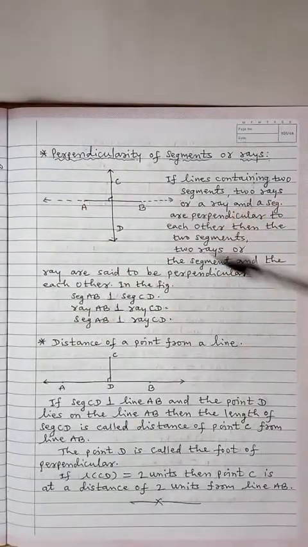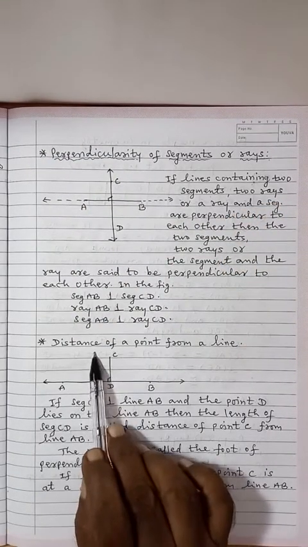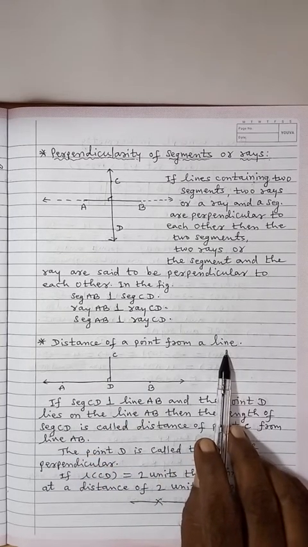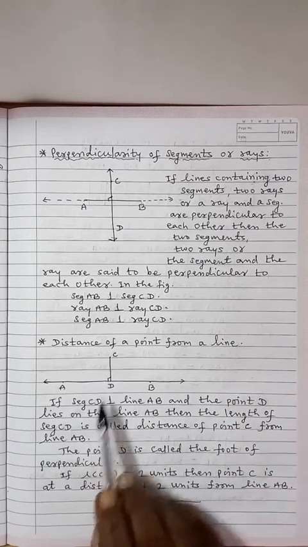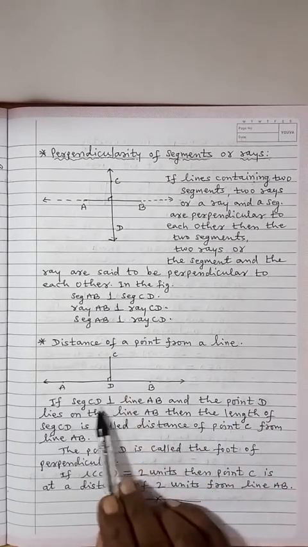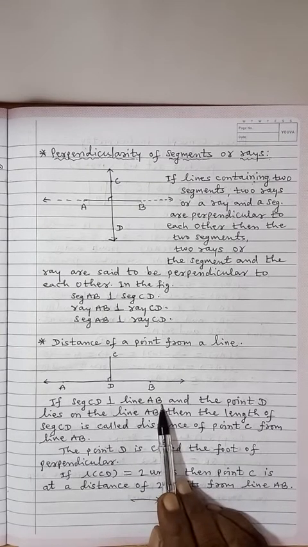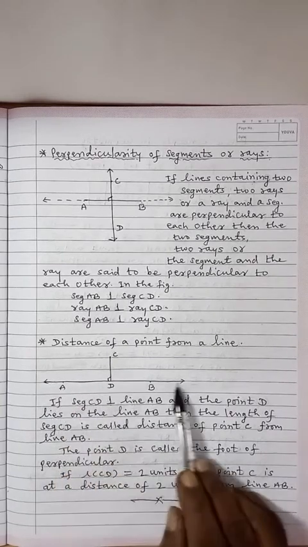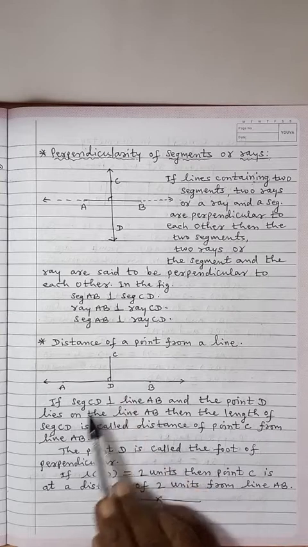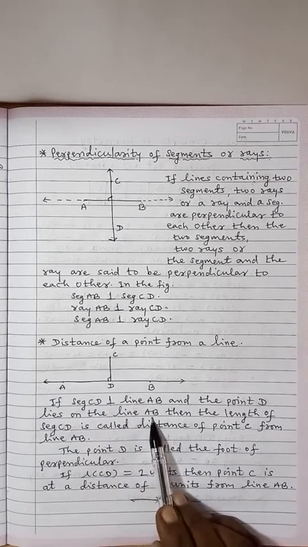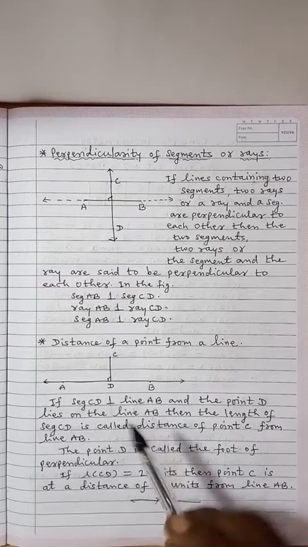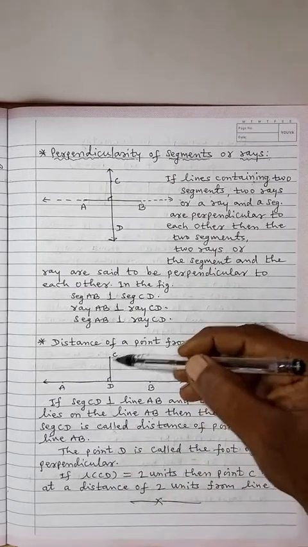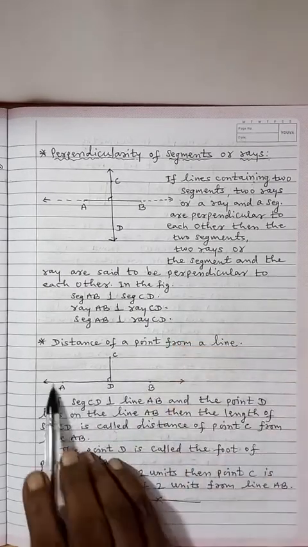Okay. Now, next point is distance of a point from a line. What is this concept? If segment CD is perpendicular to line AB, is that clear? Segment CD is perpendicular to line AB and the point D lies on the line AB, then the length of the segment CD is called distance of point C from the line AB.